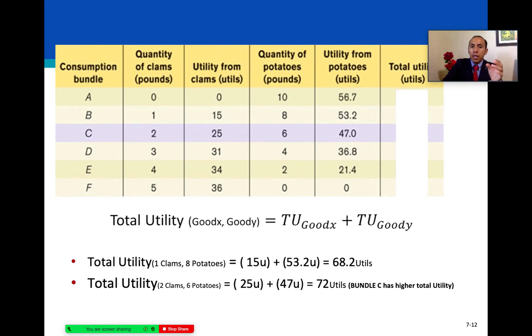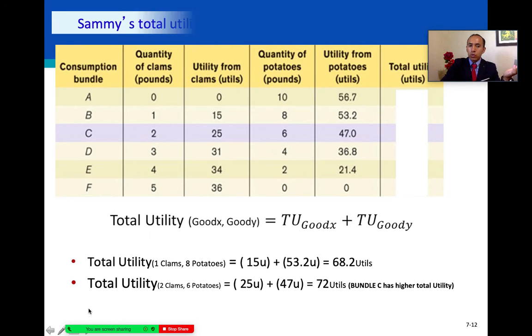Any other bundle, like bundle D, bundle E, if you add the utilities 31 and 36.8, it's going to give you a different utility, but it's going to be lower than the total utility of bundle C. You may practice that. So we're going to select bundle C as the bundle that provides the highest total utility given the utility of clams, good X, and utility of potatoes, good Y. Add them together, it gives you the total utility. So for now, that's the optimal total utility bundle.